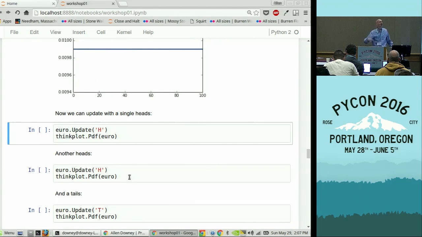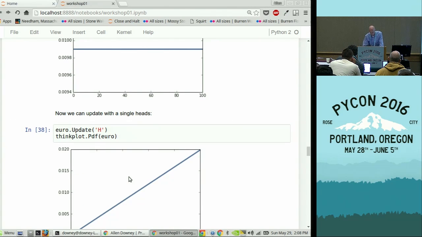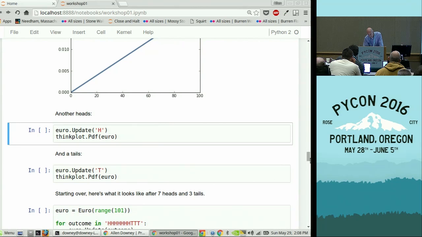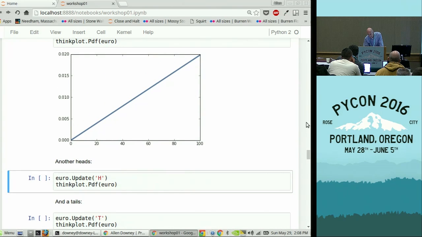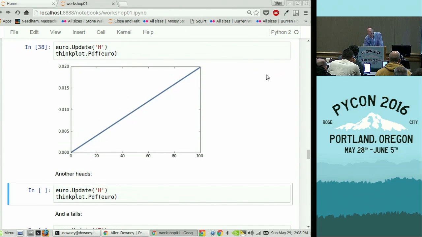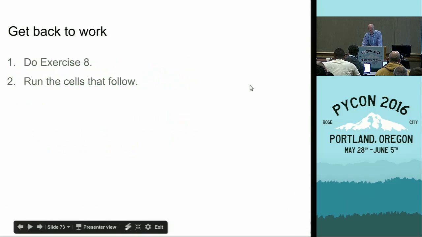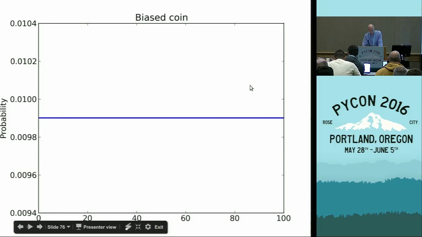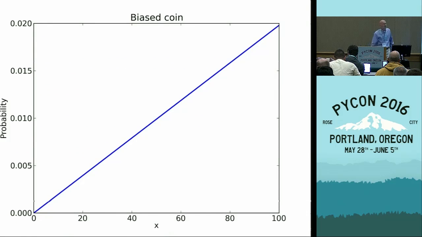All right. I'm going to do my first update with heads. So remember, I started out thinking that anything from 0 to 100 is equally likely. When I see my first heads, that immediately eliminates 0 from contention. And now the question is, well, what does it do to all of the others? It looks like that. So that's what it looks like having seen 1 heads. Actually, I'm going to switch over to my slides just to make it a little easier to present these. So that's what it looks like after 1 heads.